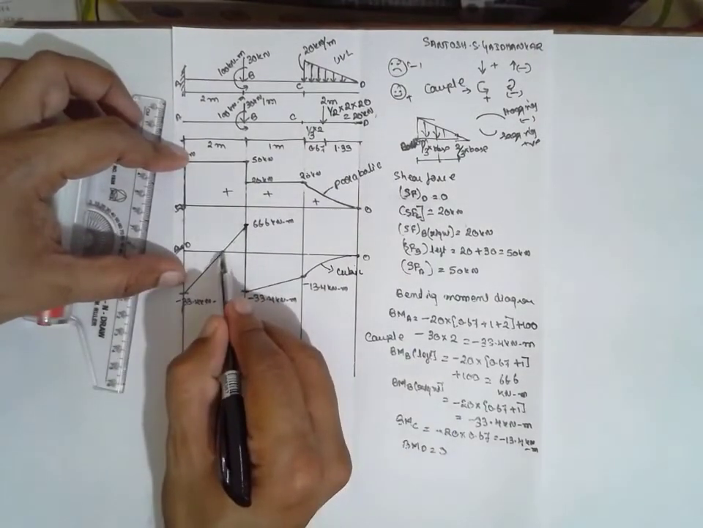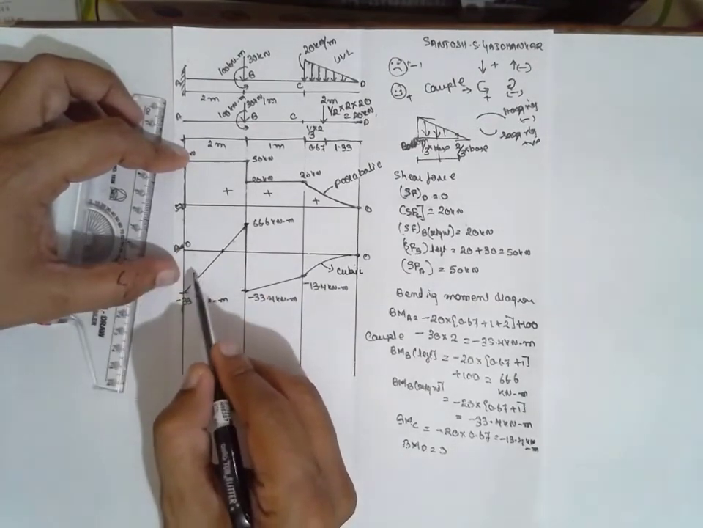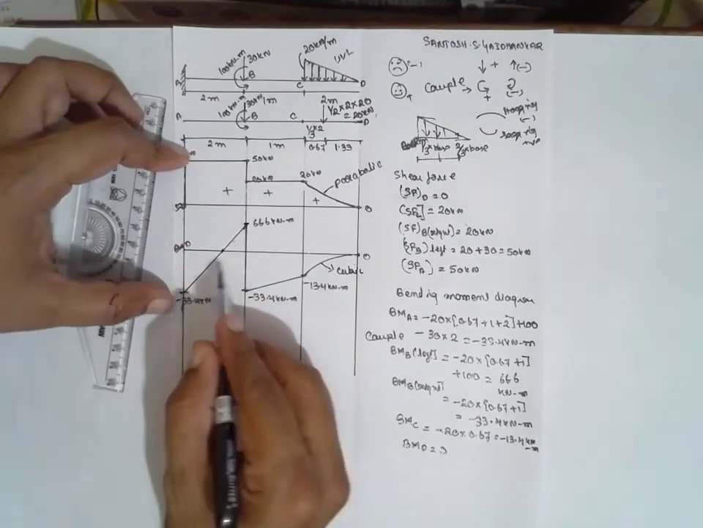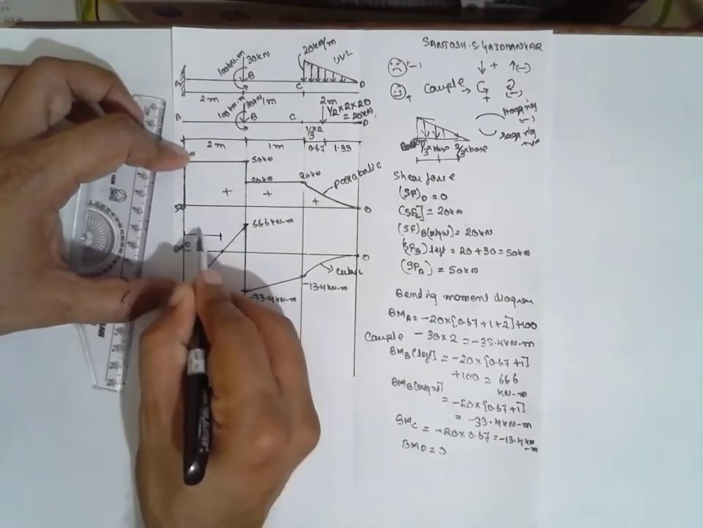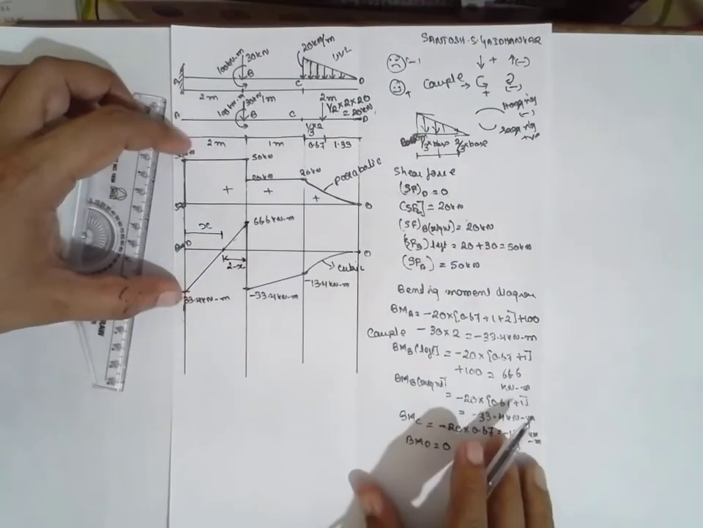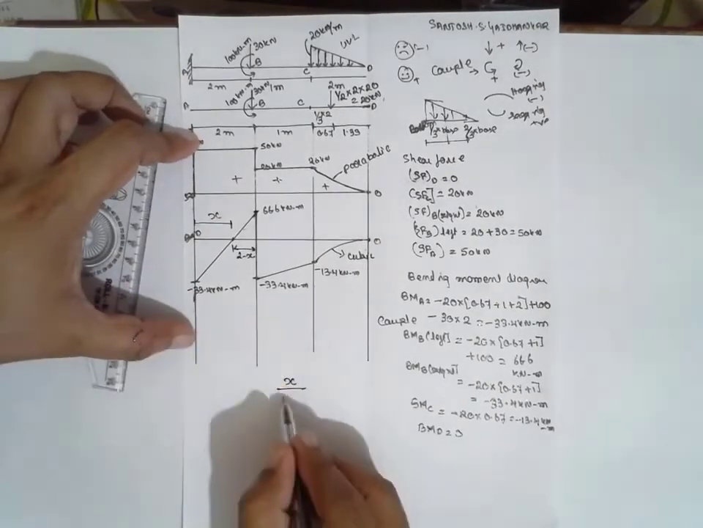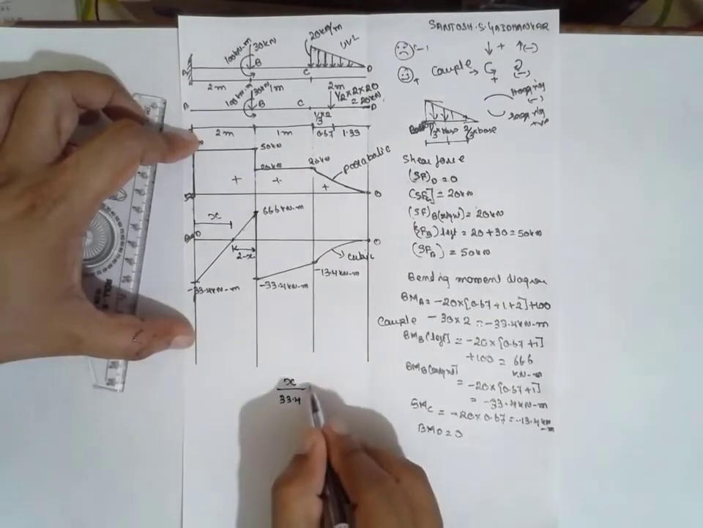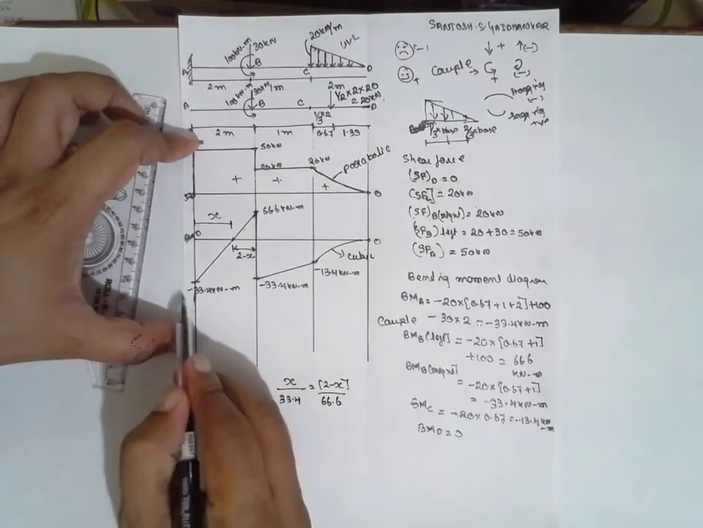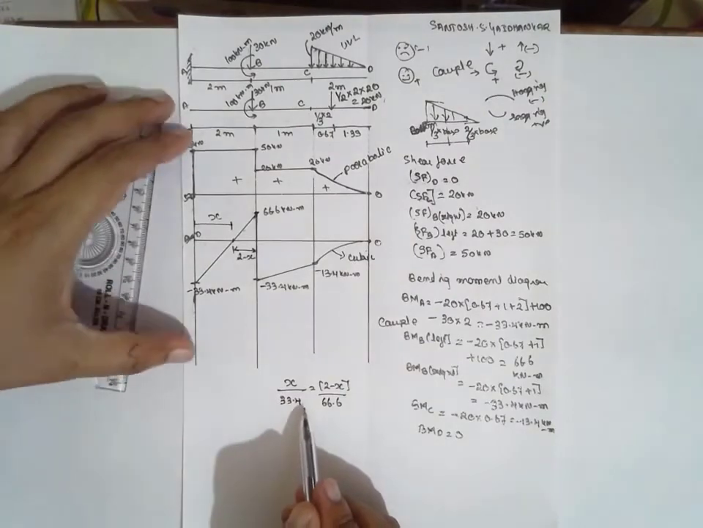Now there is a crossing of positive and negative side in the bending moment diagram. See here, it is negative to positive, there is a crossing. Then we have to find out the point of contraflexure. How to find out the point of contraflexure? Consider this distance as x and this distance will be 2 minus x. Irrespective of the sign, write x divided by 33.4 is equal to 2 minus x divided by 66.6. Don't consider the negative sign. You have to consider only the positive sign here in order to get the x value.